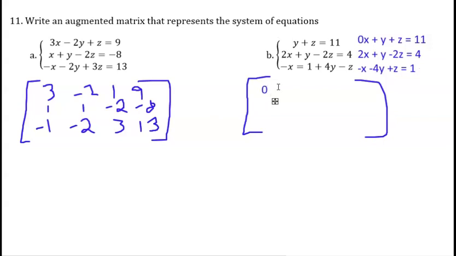Our augmented matrix will be 0, 1, 1, 11, then 2, 1, negative 2, 4, and then negative 1, negative 4, 1, and 1.